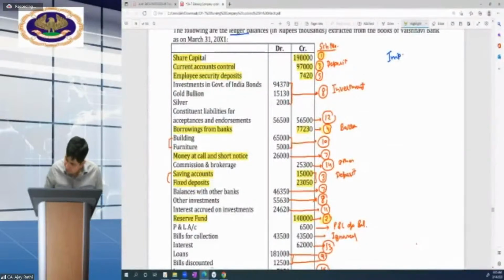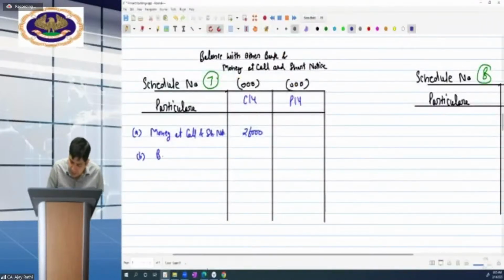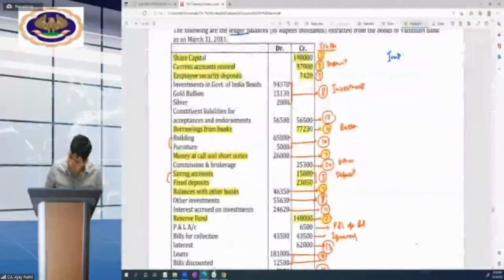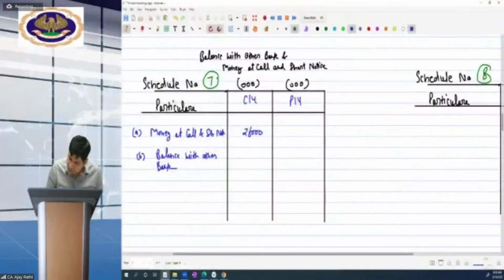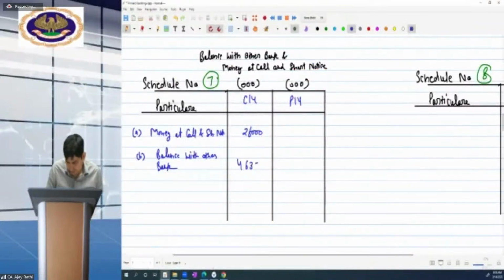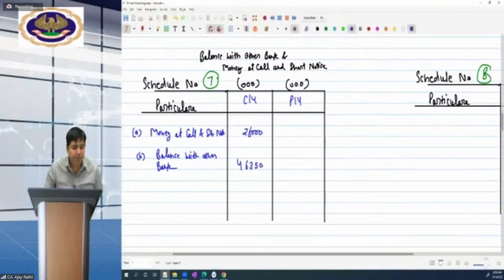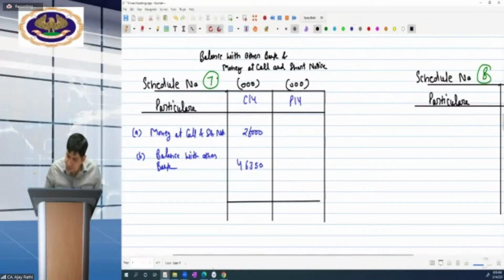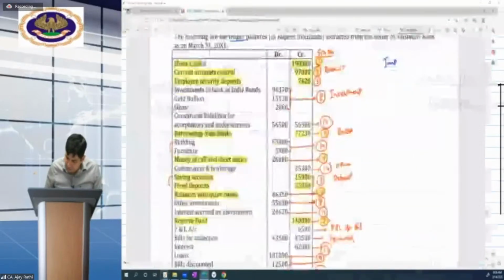We are doing now schedule number 7. Balance with other banks, and that is 46,350. Very good. Can we do total? Yes, sir. Anyways, please leave it right now.